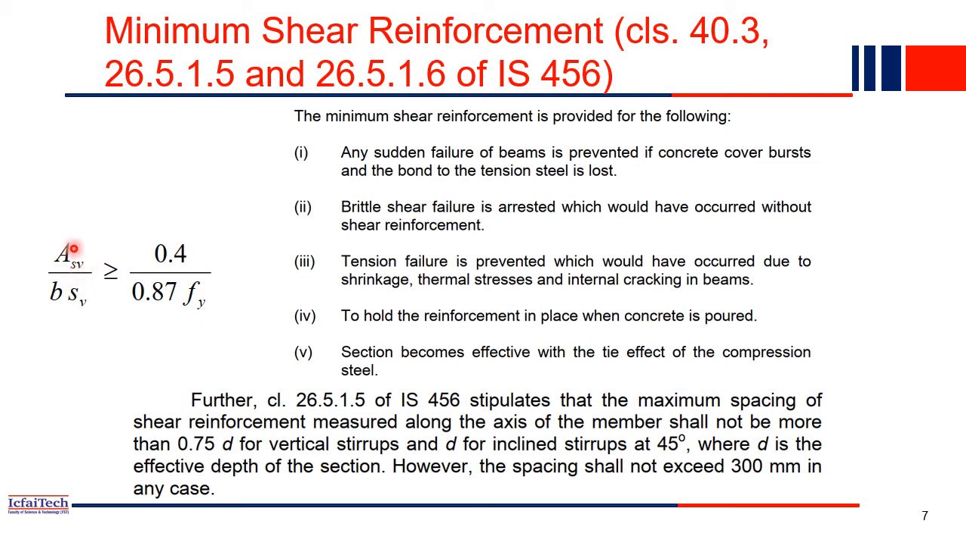What is ASV? ASV is the area of steel under shear reinforcement, divided by B into SV. B is the width of the beam, SV is the spacing of stirrups, and 0.4 by 0.87 FY. So based on this formula, you can find out what is the minimum shear reinforcement.